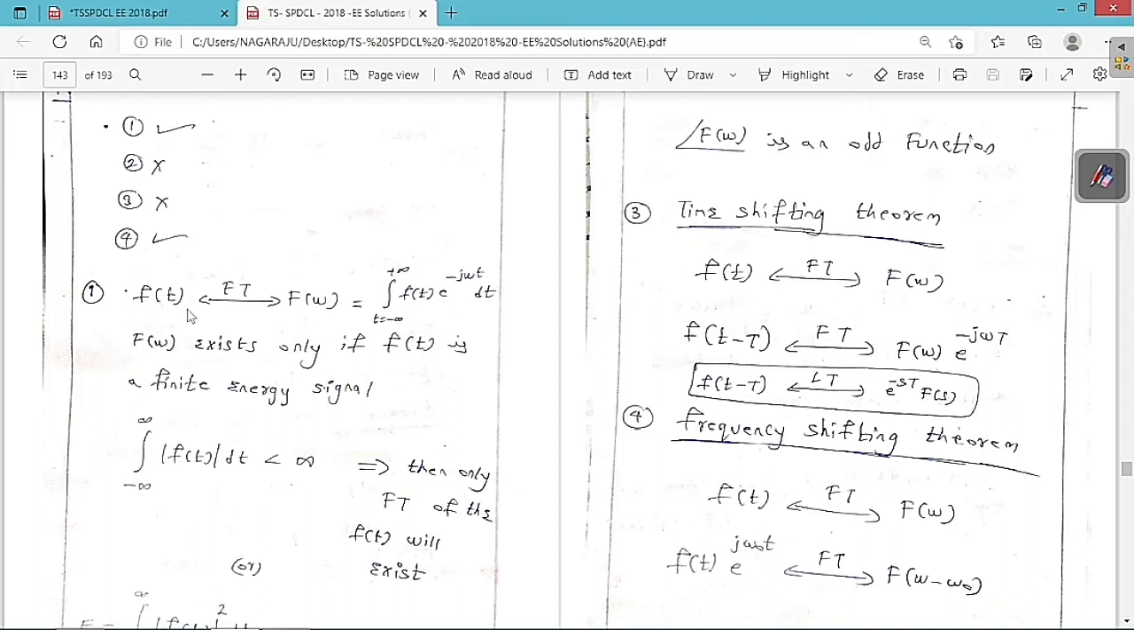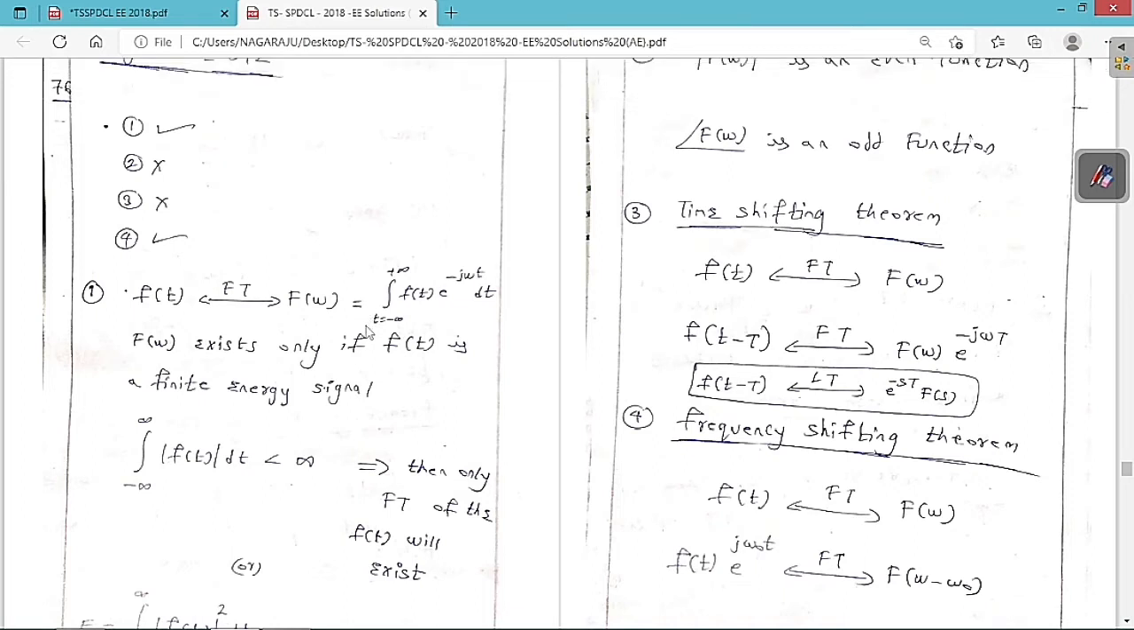For f(t), the Fourier transform is F(ω). So F(ω) is equal to the integration from t equals minus infinity to plus infinity of f(t) e^(−jωt) dt. I already told you the Laplace transform F(s) is the integration from minus infinity to plus infinity of f(t) e^(−st) dt. If we replace s by jω, we get the Fourier transform. So when you keep s equal to jω, the Laplace transform becomes a Fourier transform, and we get the integration from minus infinity to plus infinity of f(t) e^(−jωt) dt.